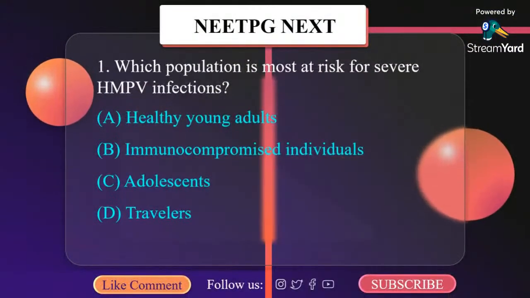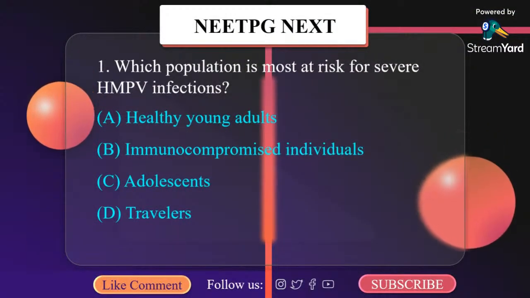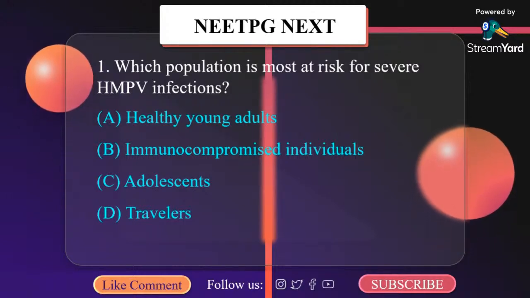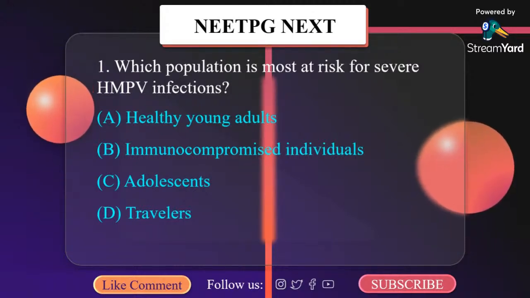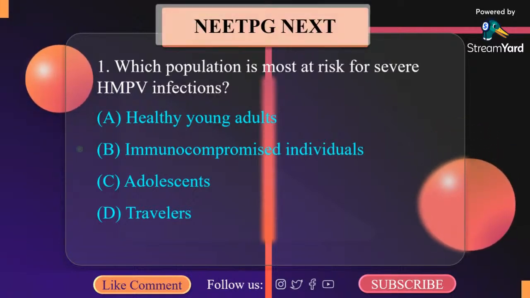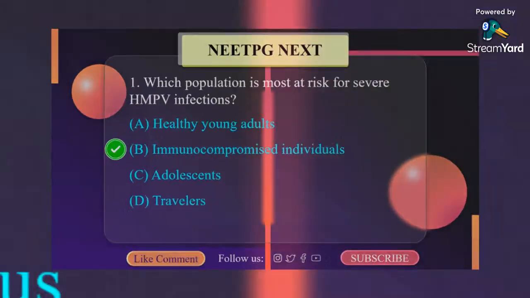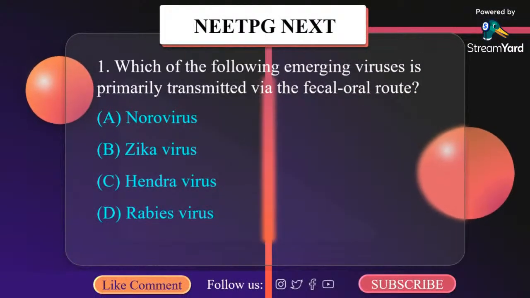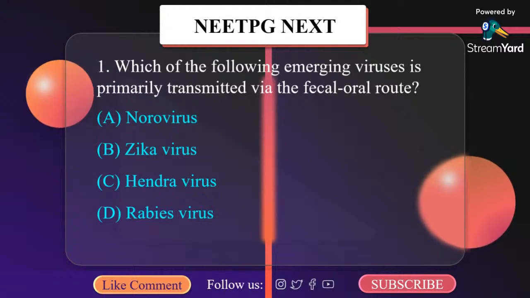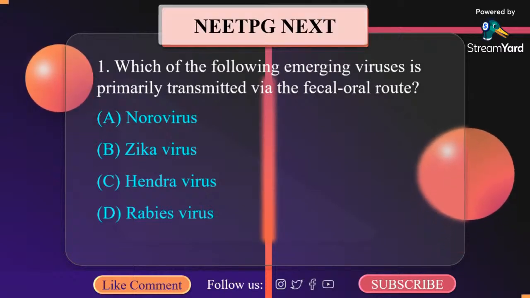Which population is most at risk for severe HMPV infection? A. Healthy young adults, B. Immunocompromised individuals, C. Adolescents, D. Travelers. It is immunocompromised individuals who are more at risk of severe HMPV infection. Which of the following emerging viruses is primarily transmitted via the fecal-oral route? A. Norovirus, B. Zika virus, C. Enterovirus, D. Rabies virus. It is norovirus.